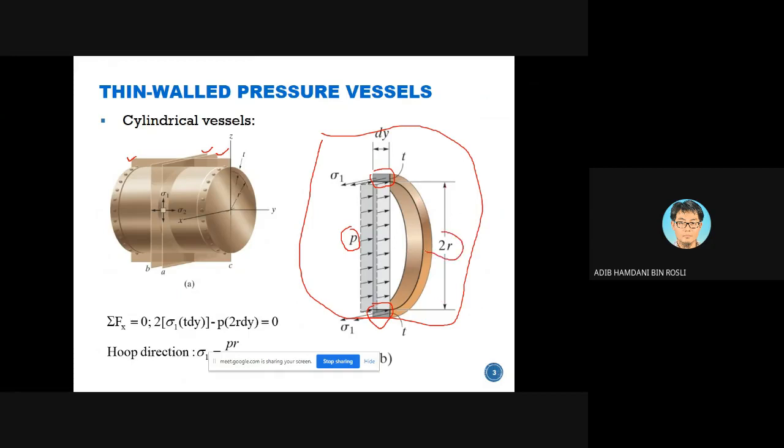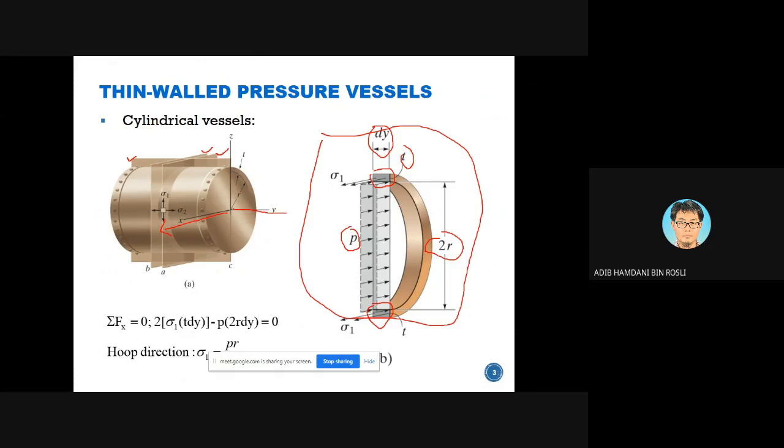Of course the rest are just dimensions. These two r is the radius, and then you have the thickness, and then you have this dy. Why dy? Because this is the y direction. Dy is the differential length in y. So if you do summation of forces in the x direction, equals to 0, because this is in static equilibrium.